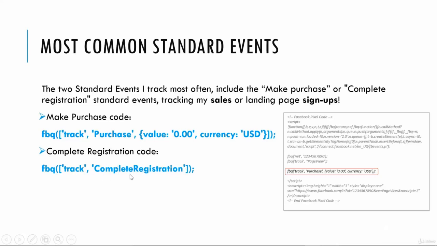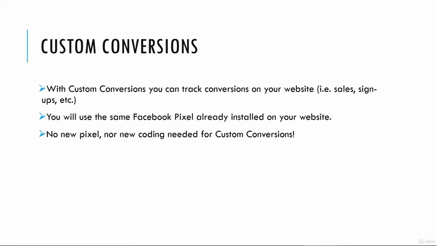Very simple, complete registration. As for custom conversions, you can use these as well to track conversions on your website, such as sales, signups, etc. The nice thing about this is you can use that base Facebook pixel already installed on your website. Say you installed it in the header file before the closing head tag. That Facebook pixel is on every page of your website. So no new pixel nor new coding is needed. Custom conversions just pulls data from people who landed on a specific web page.